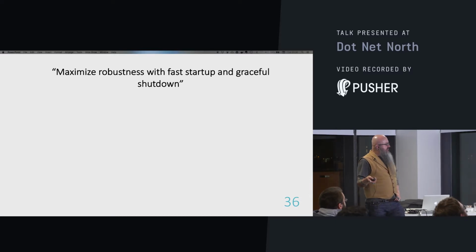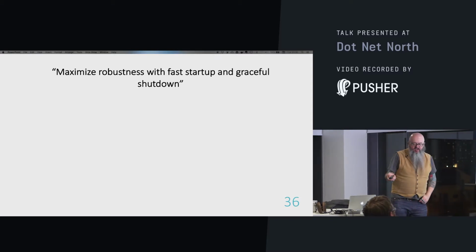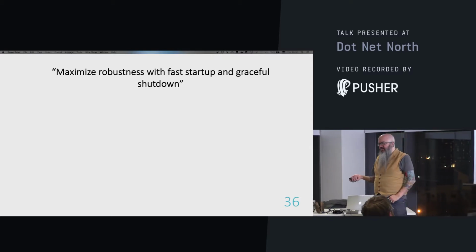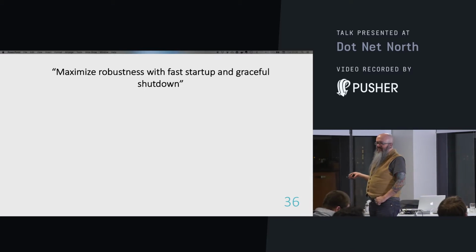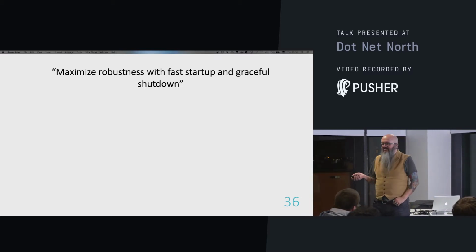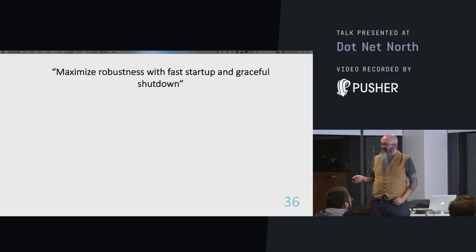Okay. Maximize robustness with fast startup and graceful shutdown. So if I want to scale, my problem is going to be that I don't want something where I say, I'm going to bring up a new instance in an elastic and self-service and on-demand manner. It will be ready in 10 minutes when it's finished building the model, right? That's obviously a problem because you can't react to scale at that kind of lag.